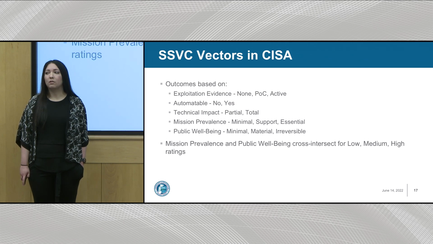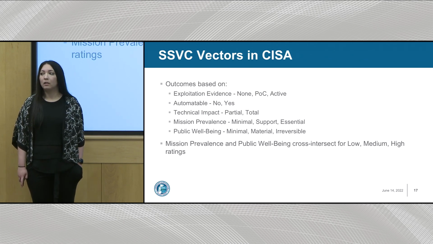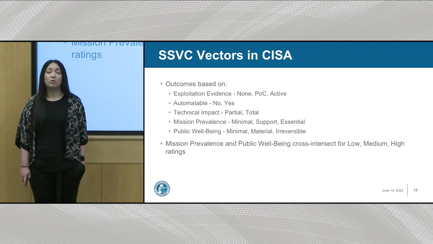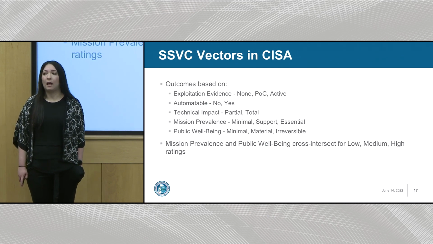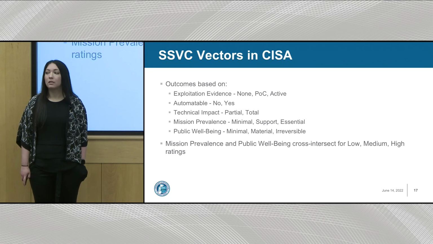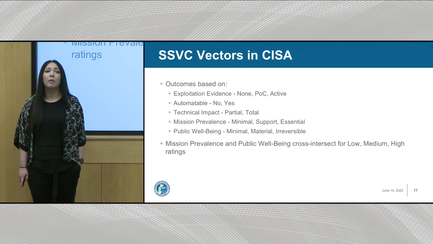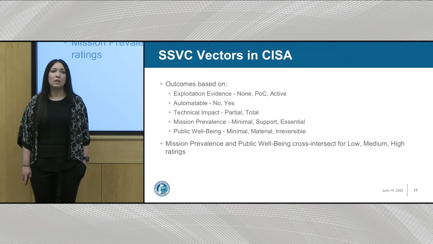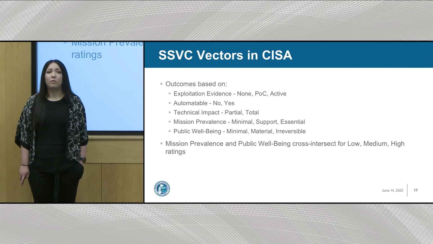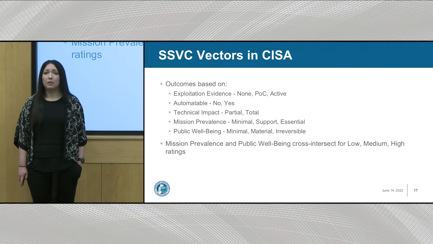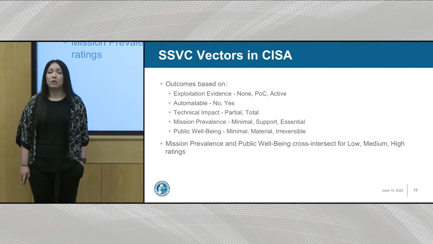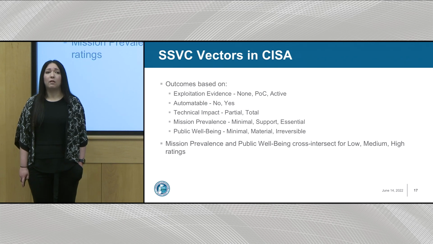So taking a look at the SZA SSVC model, the decisions of track asterisk, attend, and act are based on the following decision points. Breakdowns of each decision point are viewable in the SZA SSVC handout on the SZA SSVC webpage, which is provided below in the video description. So outcomes are based on exploitation evidence: none, public proof of concept, or active. Is the vulnerability being actively exploited by known actors? Is there publicly available proof of concept, or are there neither of those options?